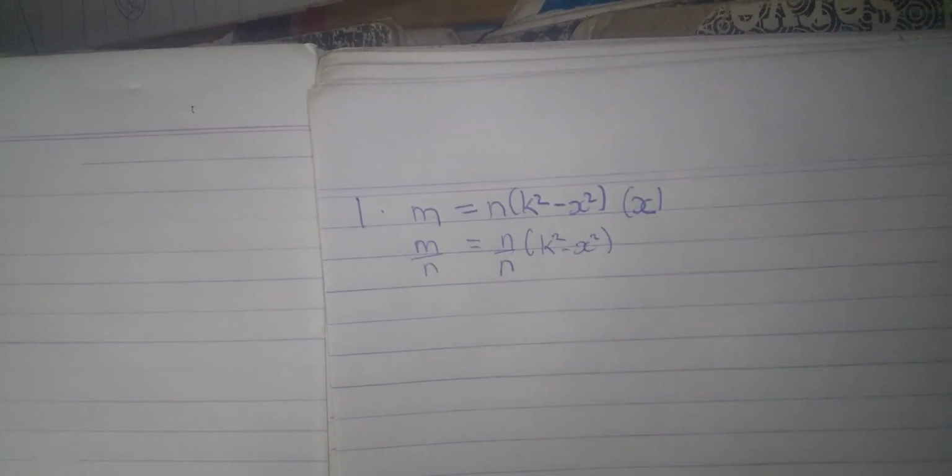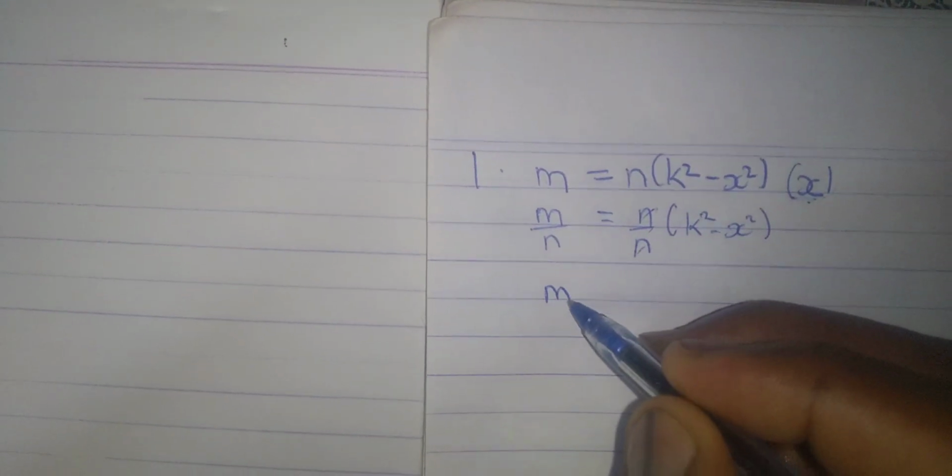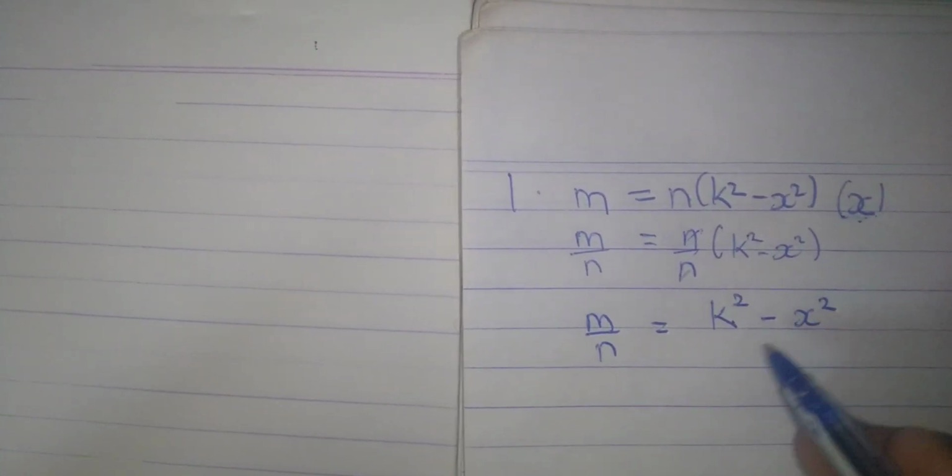Here they told us to make x the subject. So this bracket is just signifying that we should make x the subject of the formula. So from there, this n and n go. I remain with m over n equals k squared minus x squared. Since this is having a negative, I can take my x this side for it to become a positive, then I carry this and put it the other side. So when x comes here, it becomes a positive. Here I remain with my k squared, but this crosses, comes this side, becomes a negative.